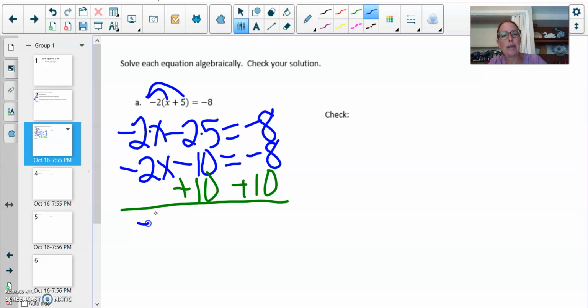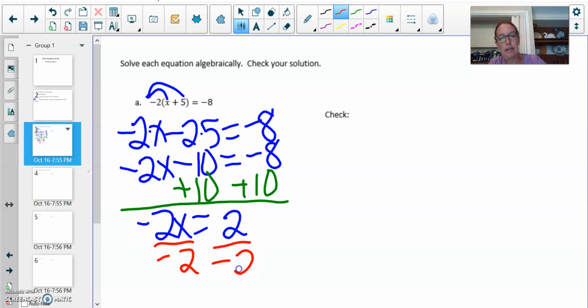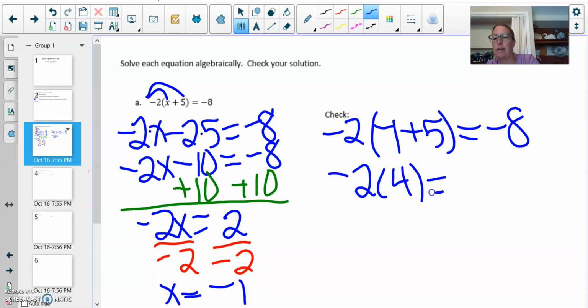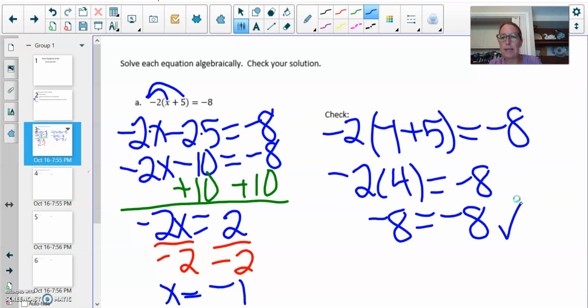We get -2x equals 2. Your next inverse, divide by -2, and you get your solution, x equals -1. For the check, go back to the original, -2 times the quantity, -1 plus 5, equals -8. -1 plus 5 becomes 4. And -2 times 4 is -8. So we showed our solution made the equation true.